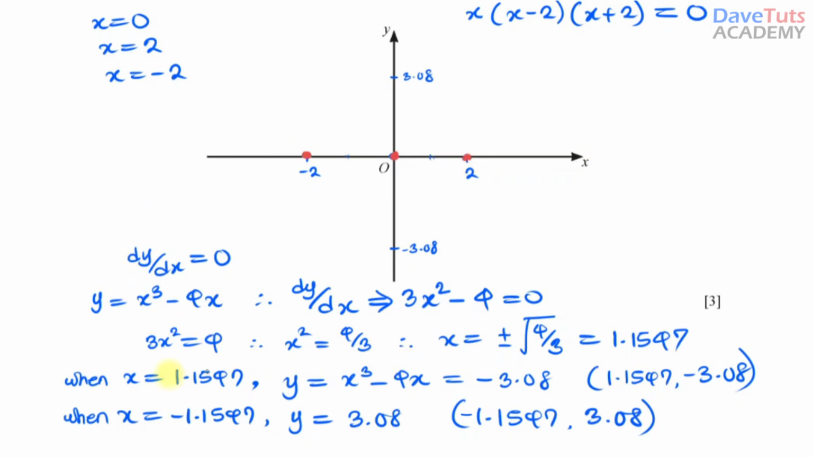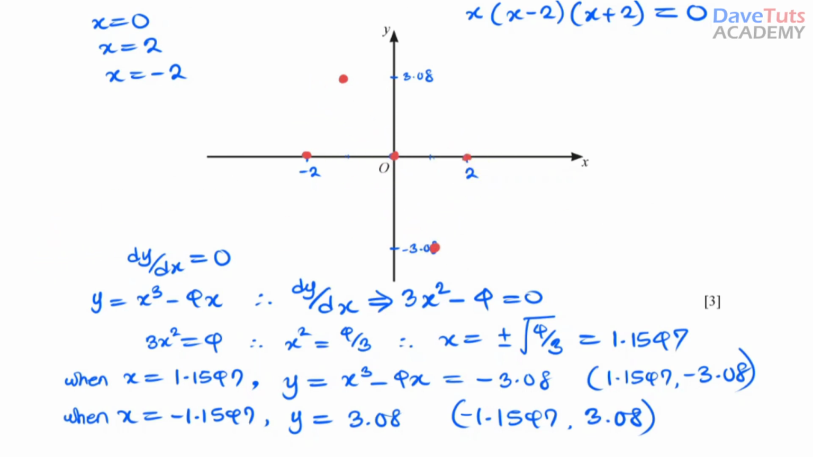But then to get the turning point, for those turning points, when x is 1.1547, y is minus 3.08. So we have this point. And then when x is minus 1.1547, y is 3.08. We have this point. And it is just a sketch. So our mandate will be to join all of these together to get our appropriate curve in this particular case.